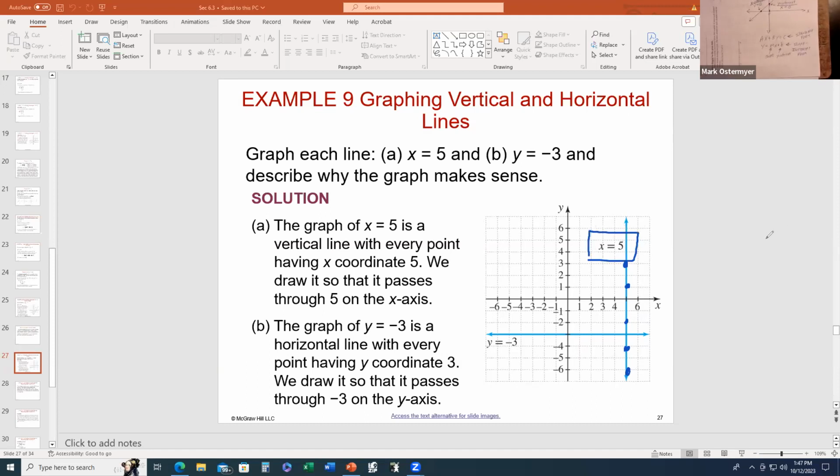The x-coordinate must always be 5. Isn't that true? That's why it's a vertical line. How about the graph of y equals -3? Well, that must be a horizontal line that goes through the y-axis at -3.